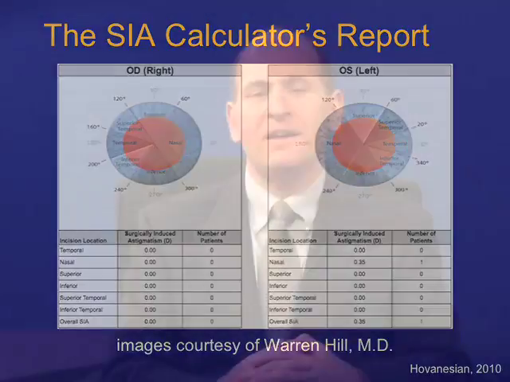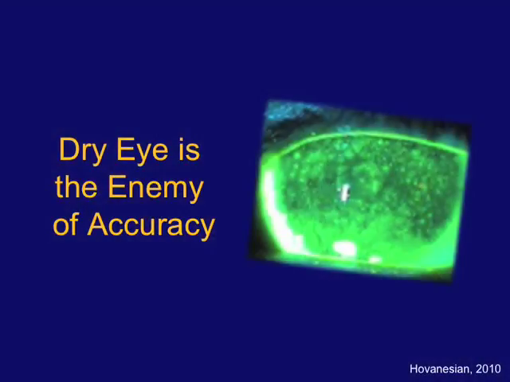It's worth mentioning here that the accuracy of your calculations is only as good as the accuracy of your measurements. Dry eye or any condition that disrupts a perfect tear film during keratometry measurements needs to be cleared up before you can trust those measurements.